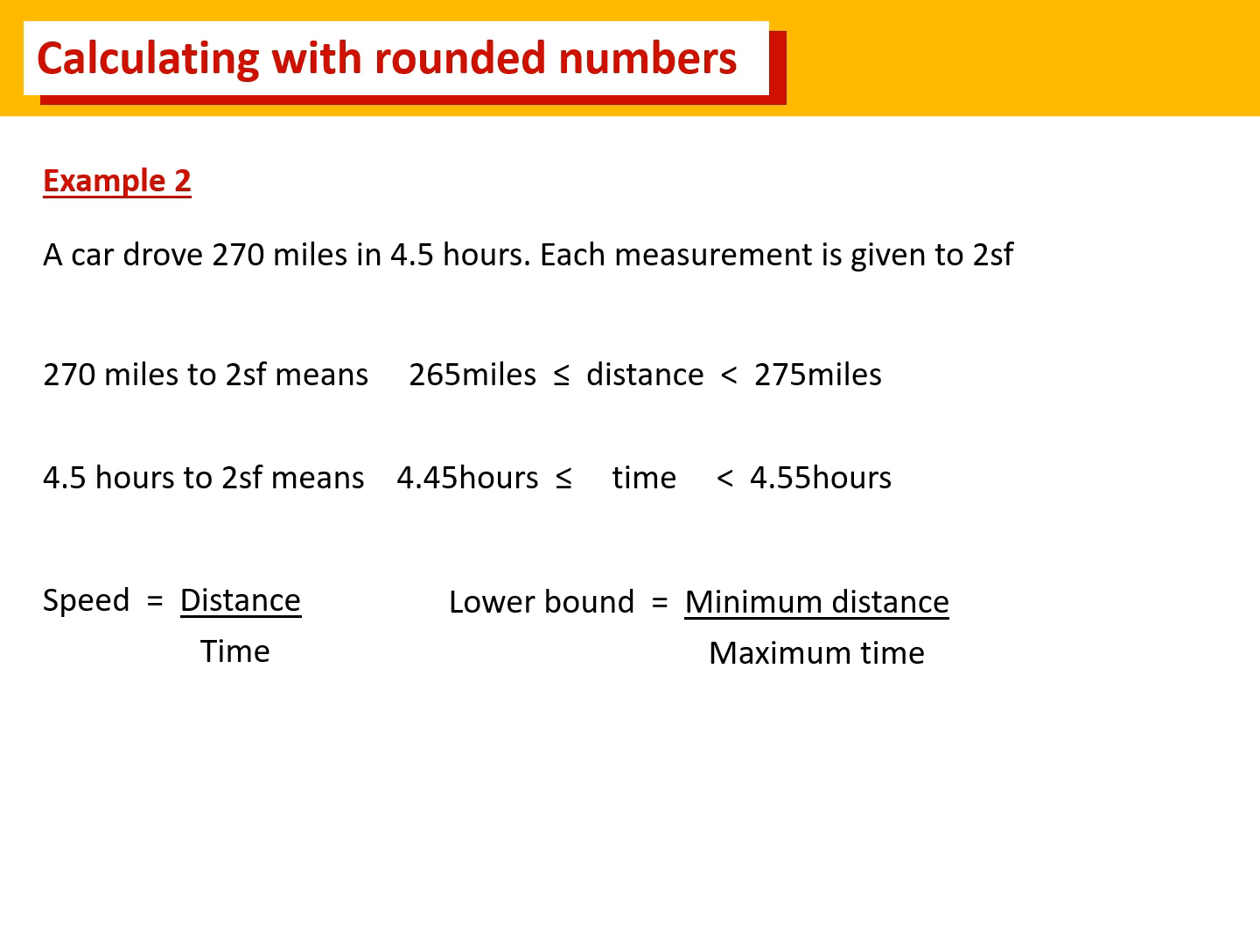For the lower bound, the smallest possible value for speed, we would want the smallest possible numerator, so that would be the minimum distance, divided by the biggest possible denominator, so that would be the maximum time. So the lower bound for the speed would be, this time, 265, that's the smallest value for the distance, divided by the maximum time, which is 4.55 hours. And that actually gives us 58.241, so that's 58 miles per hour. So it makes quite a big difference, the maximum and minimum possible values when we've got estimates of measurement.